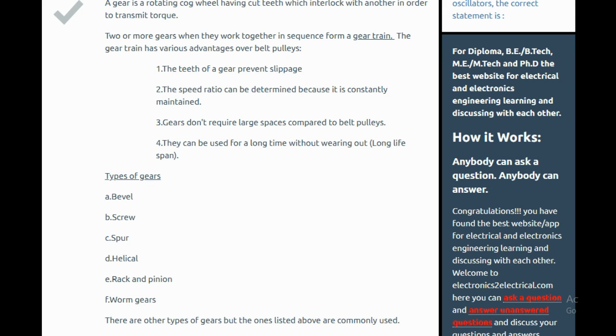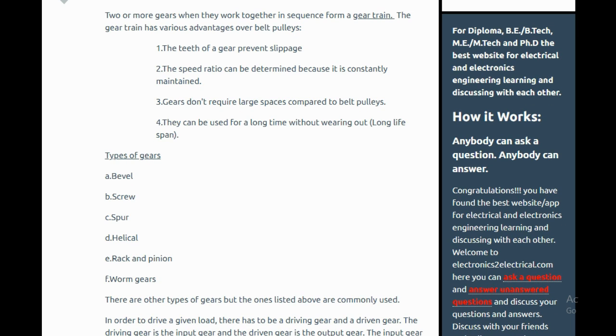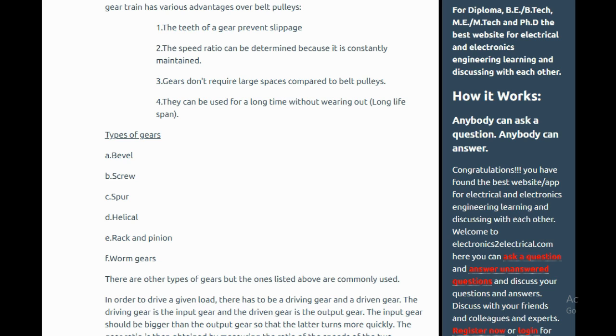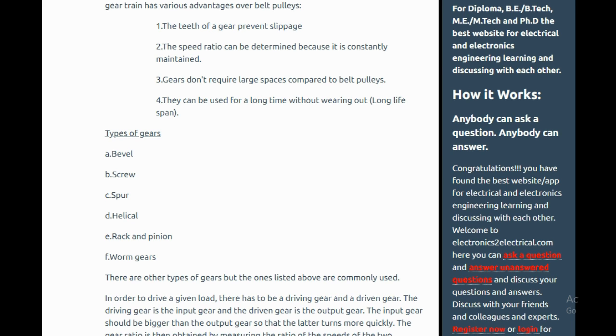In order to drive a given load, there has to be a driving gear and a driven gear. The driving gear is the input gear and the driven gear is the output gear. The input gear should be bigger than the output gear so that the latter turns more quickly. The gear ratio is then obtained by measuring the ratio of the speeds of the two interlocking gears.